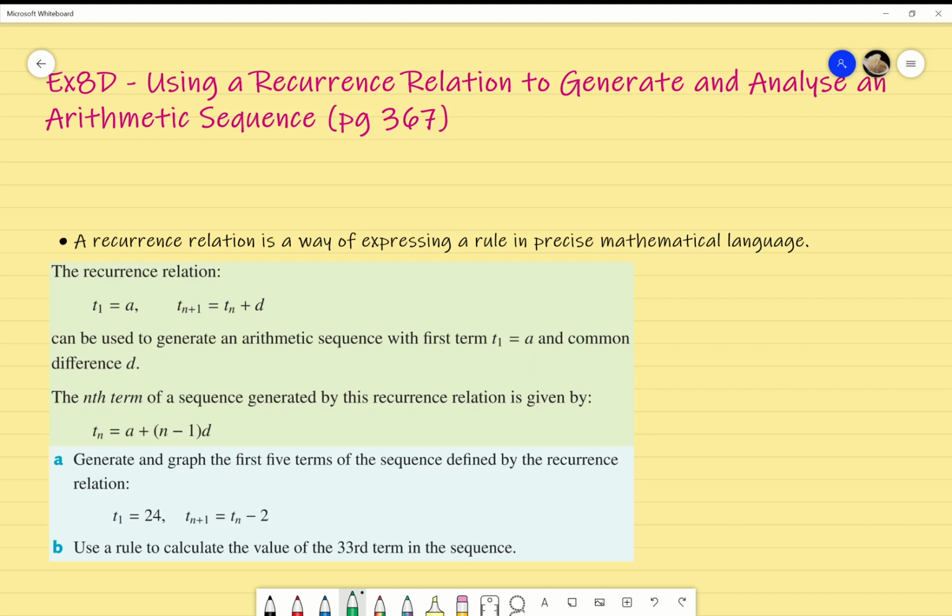But we're going to be writing this in a recurrence relation form. Basically, it's just another way of writing this kind of sequence. The reason you need to learn this is not only do you need to be able to write it out in recurrence relation form, a lot of the time assessments will give the arithmetic sequence to you in recurrence relation form, and you need to be able to interpret it. Which is why it's important to understand this part. It's just expressing a rule in a different way.